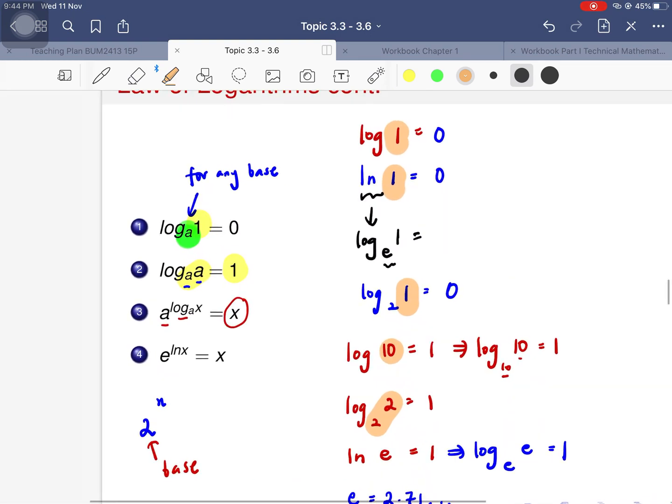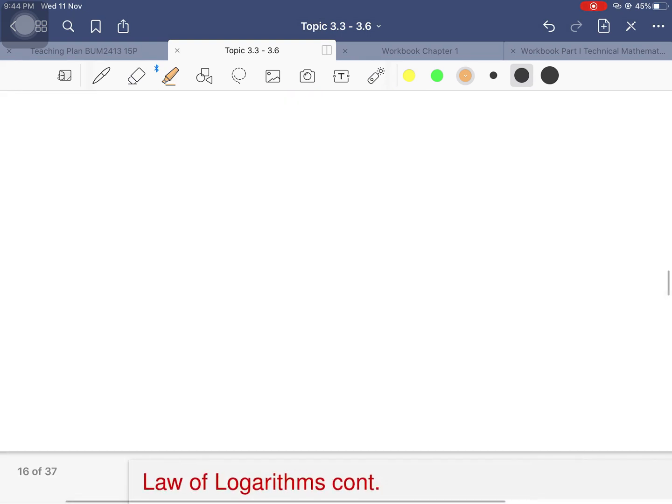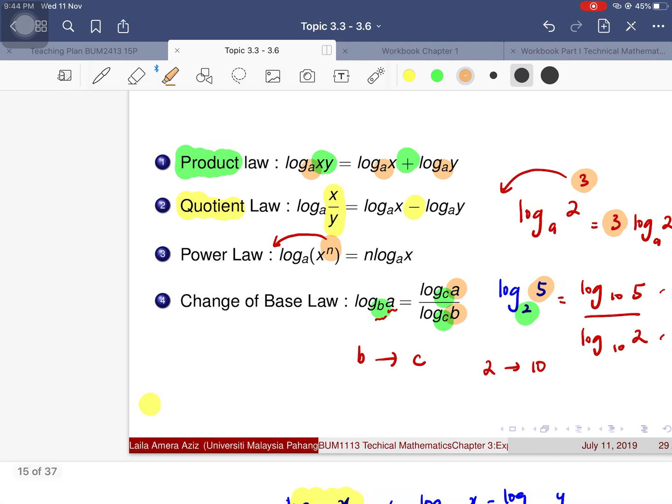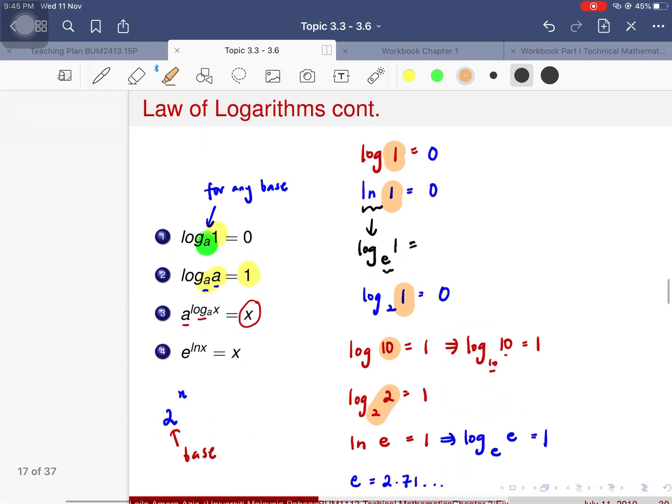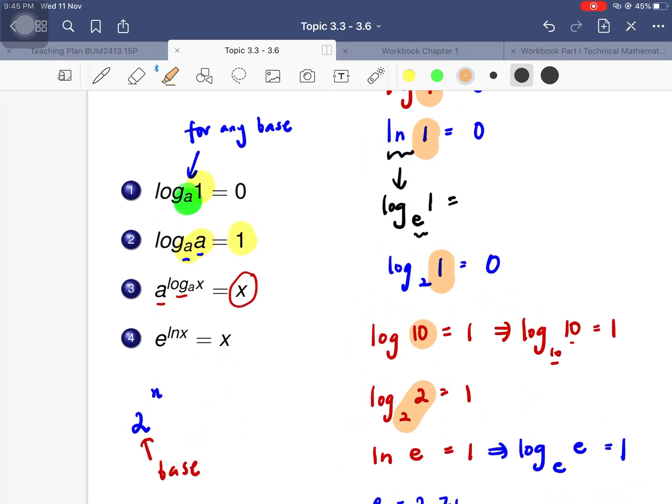Right, so these are going to be all the laws of logarithms that we're going to use. The properties that we have seen over here, all these 4: product, quotient, power, change of base, and then this property as well. The fact that when you log 1, it is always going to become 0 for any value of the base.